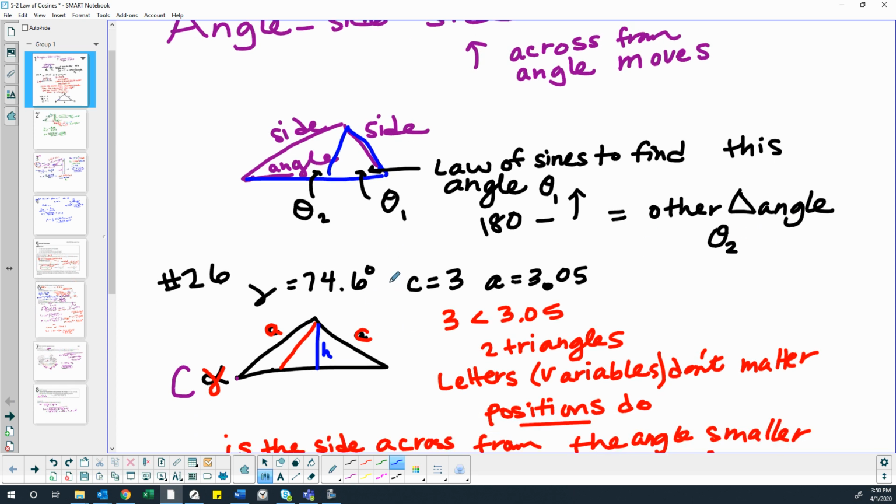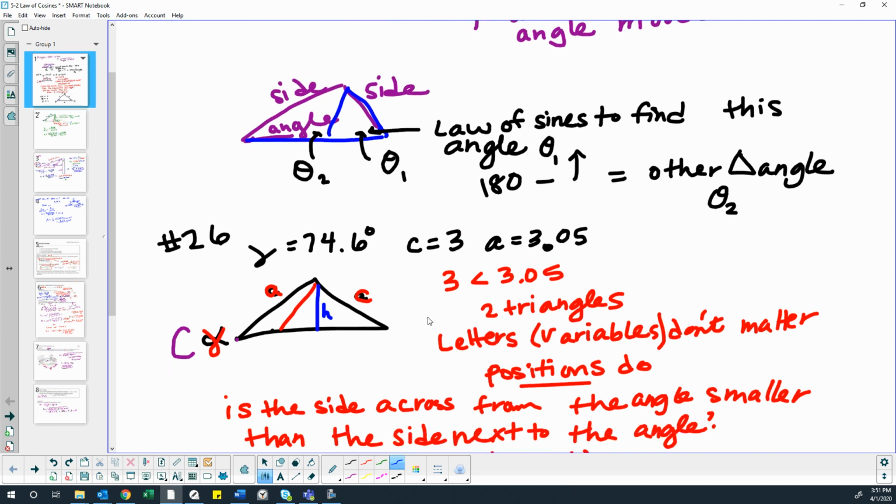Number 26, if you try using the letters that are in the formula, it's going to mess you up, because the formula that we looked at last time was an alpha with A and C. So you can't use the formula with A and C in the order that they are given in the formula, because in this case, instead of alpha, we have gamma. So gamma is the angle, C would be across from gamma, and A would be next to gamma. So it's like the roles of A and C switch places in those formulas. It's more about where the numbers are located and not what letters they are. You have to interpret that.